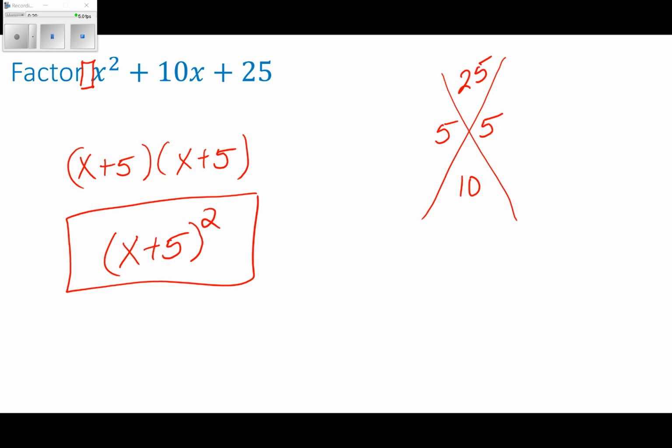So if you had x times x, that's x squared. Y times y is y squared. x plus 5 times x plus 5 is x plus 5 squared.